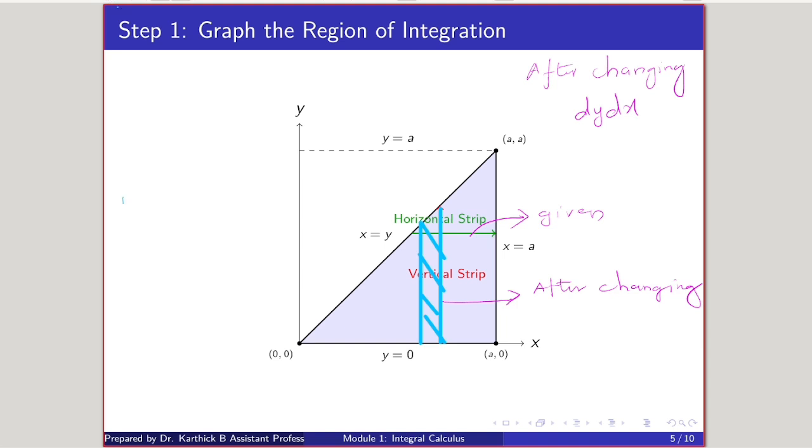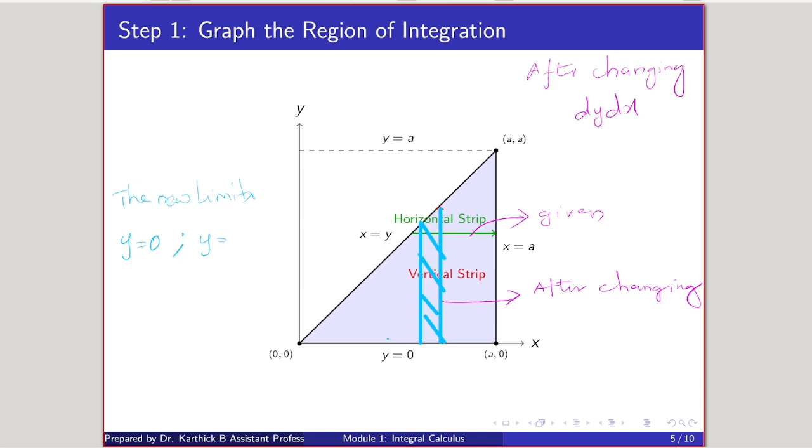So the new limits, it will be y. How do we choose the limit of y? If it is a vertical strip, we have to go from down to up. So first we have to choose the lower part of the strip. The lower part of the strip is attached to the equation y equal to 0. So the lower limit of y will be 0.